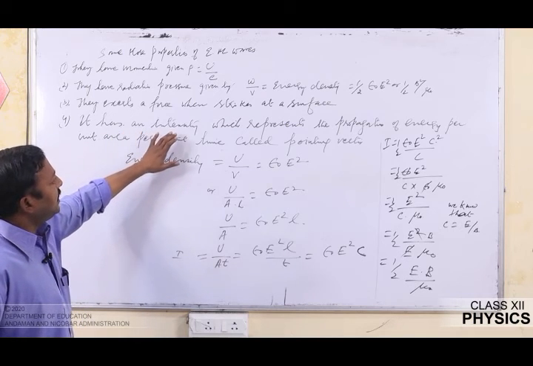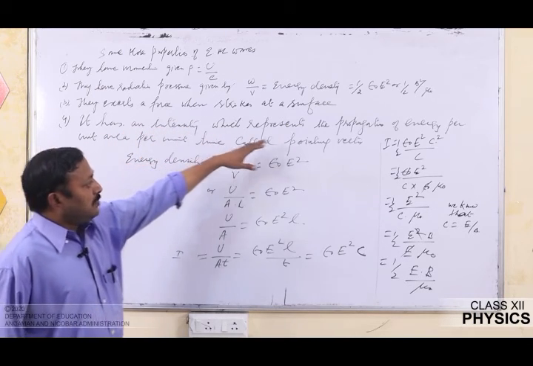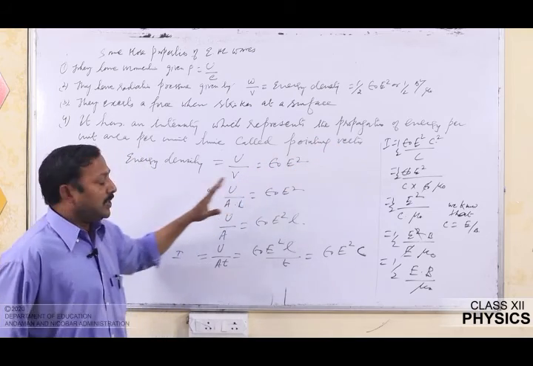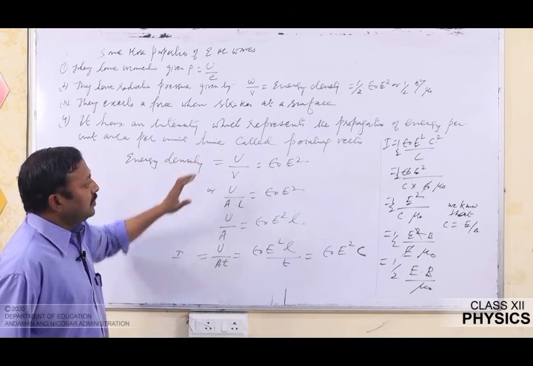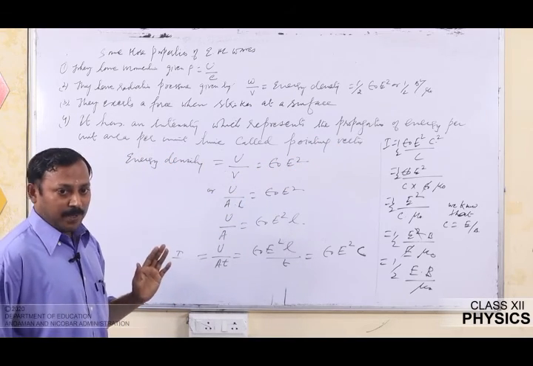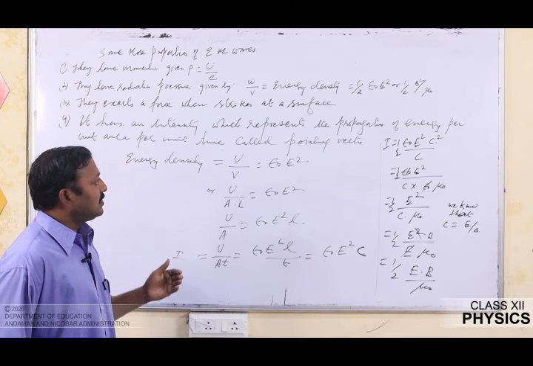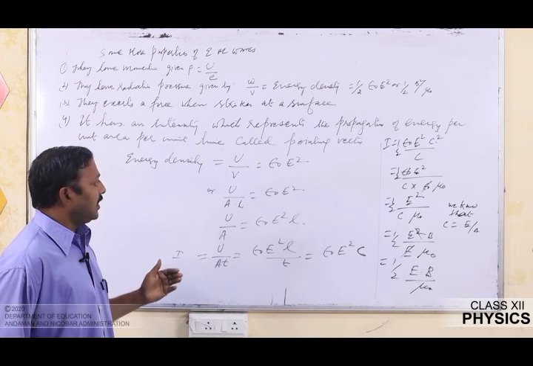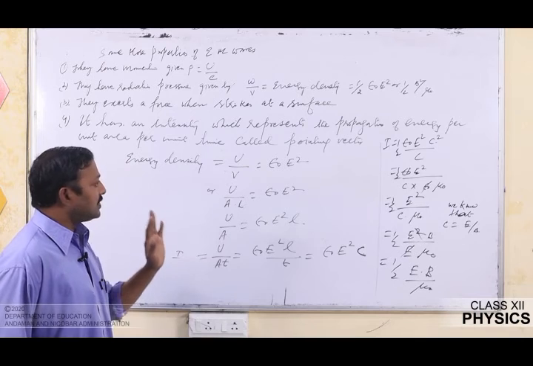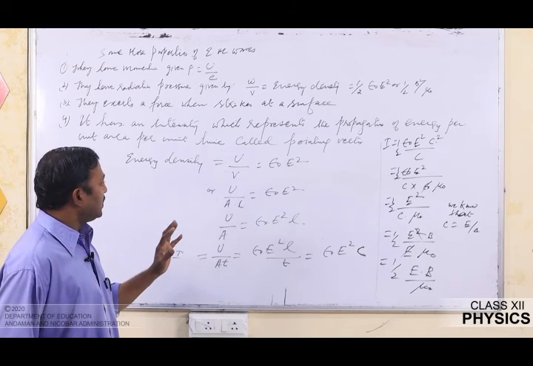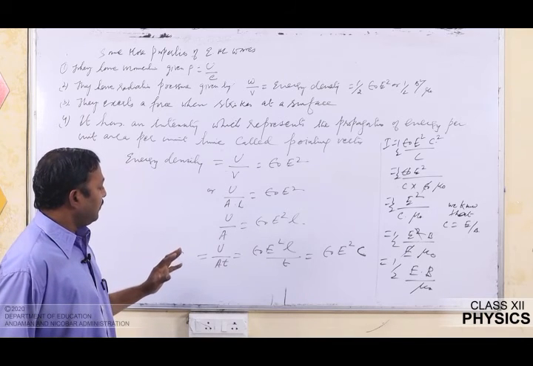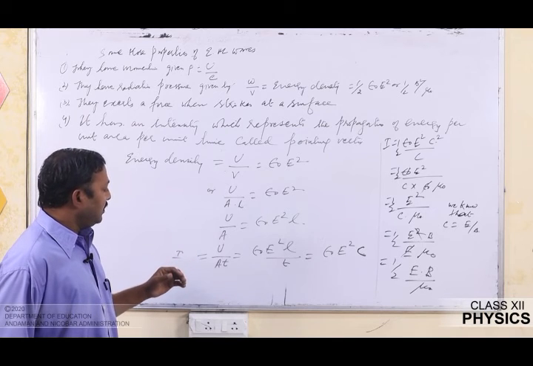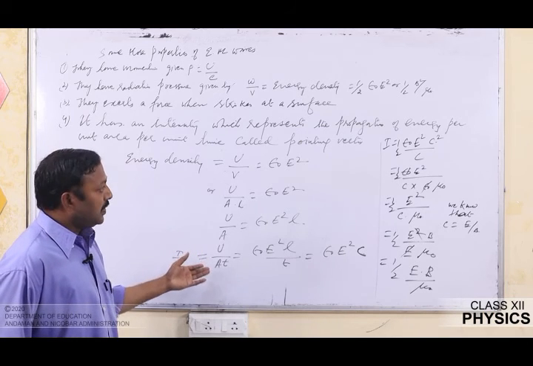It has an intensity which is represented by the propagation of energy per unit area per unit time. That means when electromagnetic waves propagate in space, they carry some energy per unit area per unit time. That is, when it strikes a surface, it produces an intensity which is measured by energy per unit area per unit time.